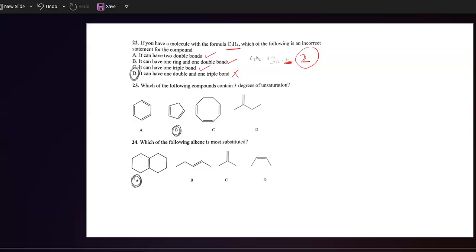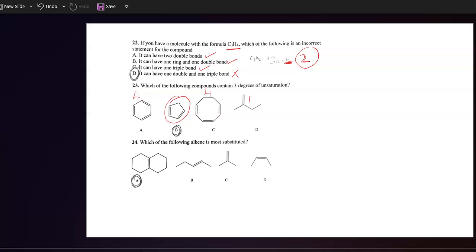Then which of the following compounds contains 3 degrees of unsaturation? So this one has 4 degrees. This one has 1, 2, 3, 4 degrees again. This one has 1 degree. So this is the one that has 3 degrees of unsaturation: 2 double bonds and then the ring.